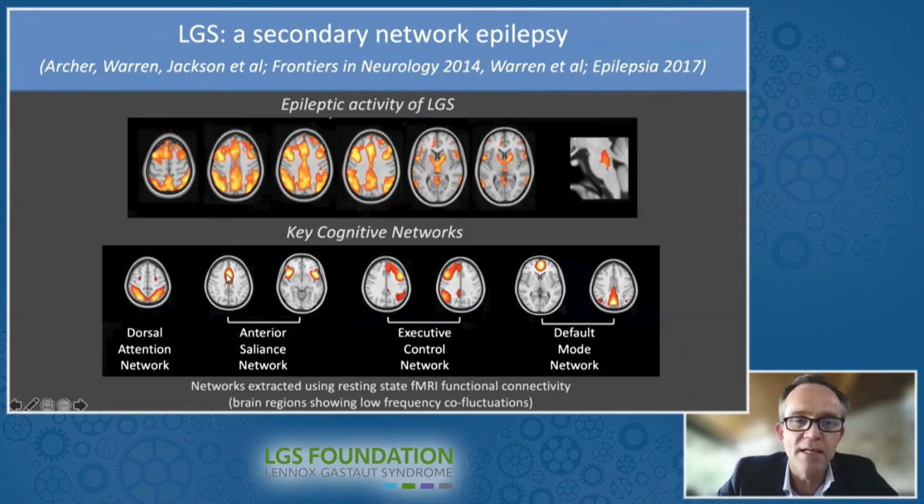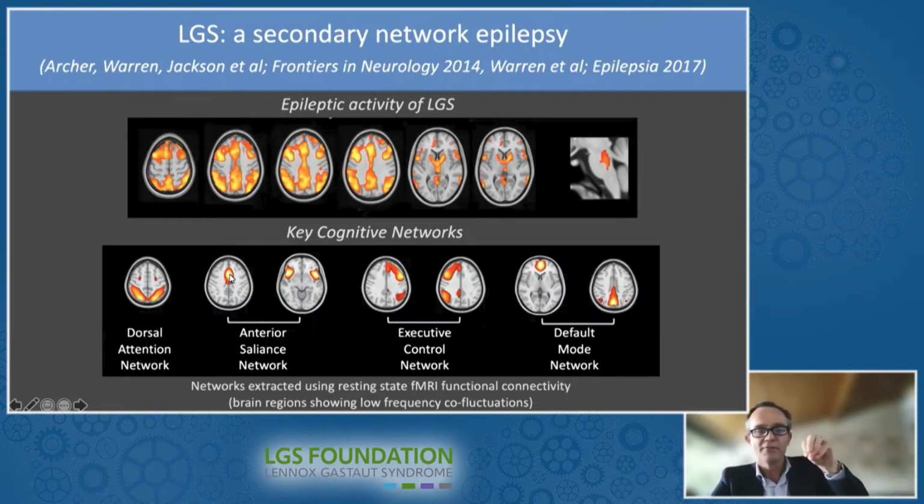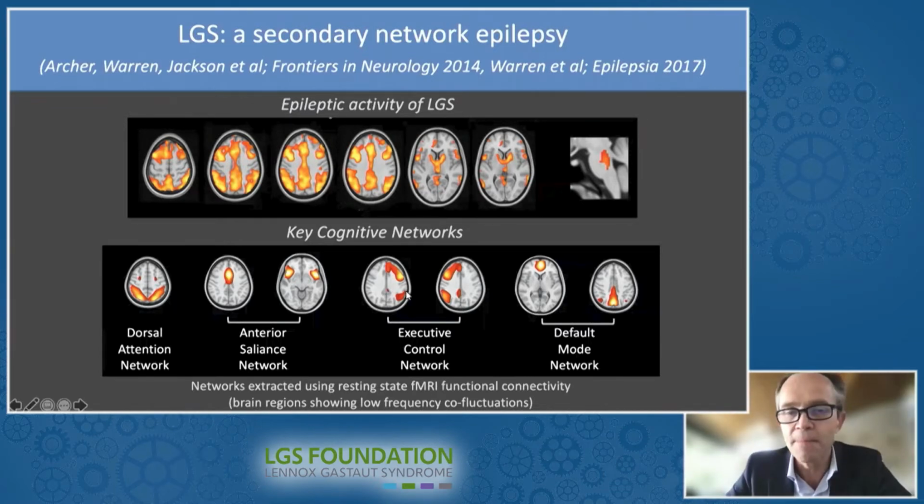So this network allows the brain to attend to specific tasks. This switches on when you're focusing intently on a task. The executive control network is really like a sort of working memory or RAM area of the brain.